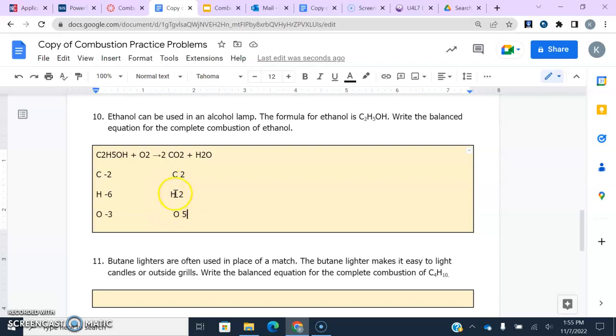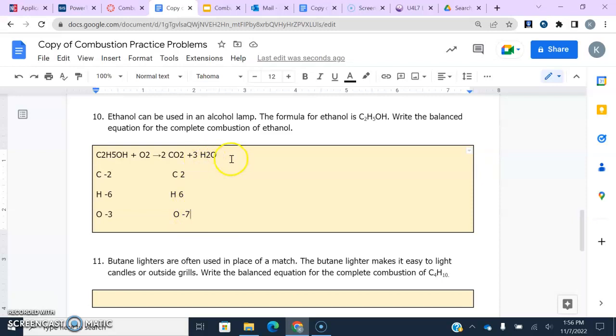And I can do that by putting a 3 here as my coefficient, because 3 times 2 will give me 6. Now, we have 6 hydrogens, but now we have how many oxygens? So 2 times 2 is 4, plus 3 is 7. Okay, now we have 7 oxygens.